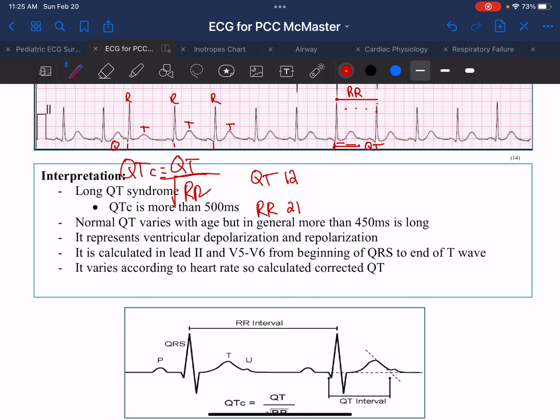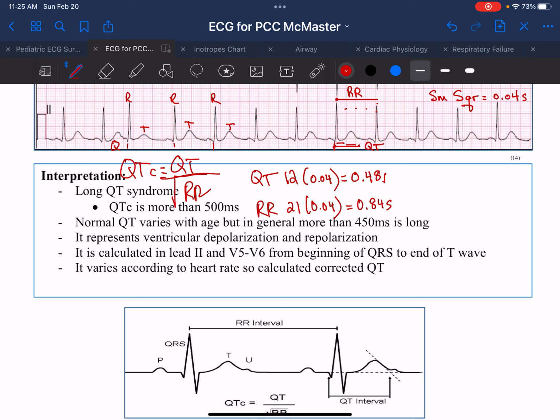Now that's the number of squares. Now we need to convert that to time. And on standard ECG paper at standard speed, one small square is equal to 0.04 seconds. And so we just multiply each of these intervals by 0.04 to convert them to seconds. And so for the QT interval, that equals 0.48 seconds. And for the RR interval, it's 0.84 seconds.